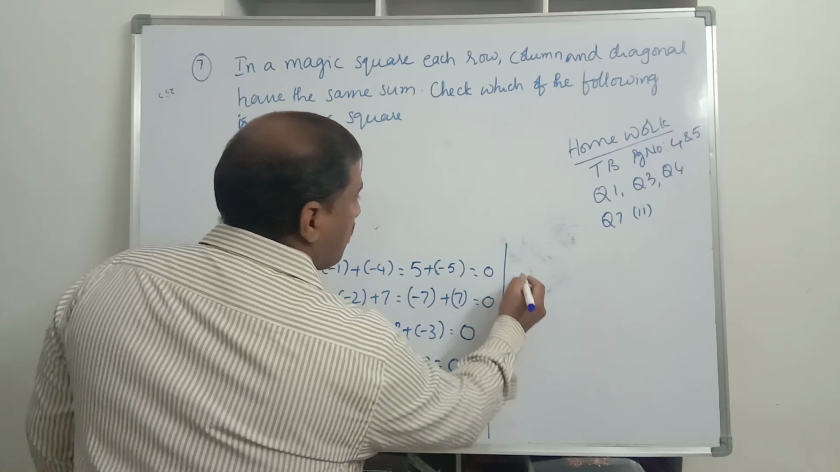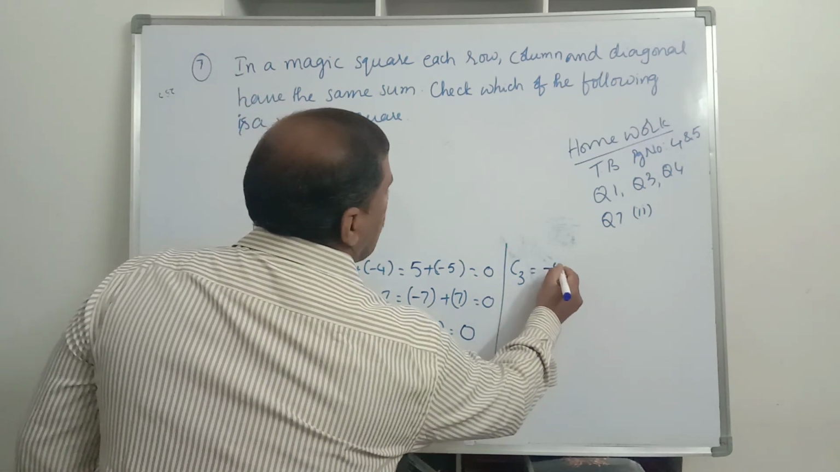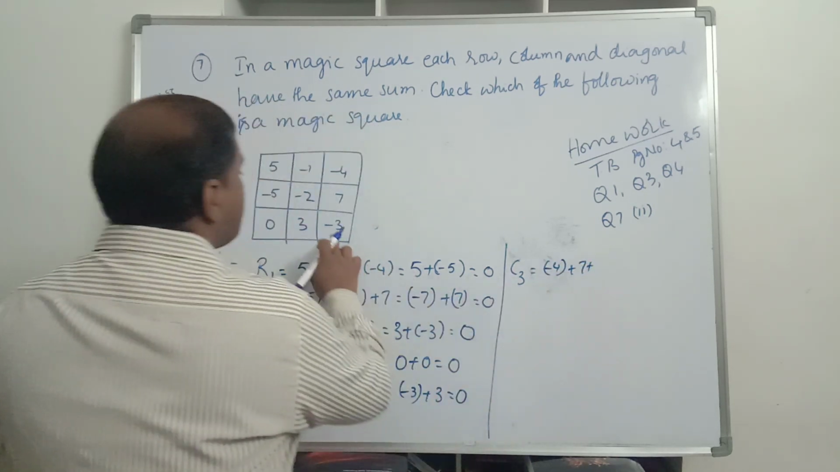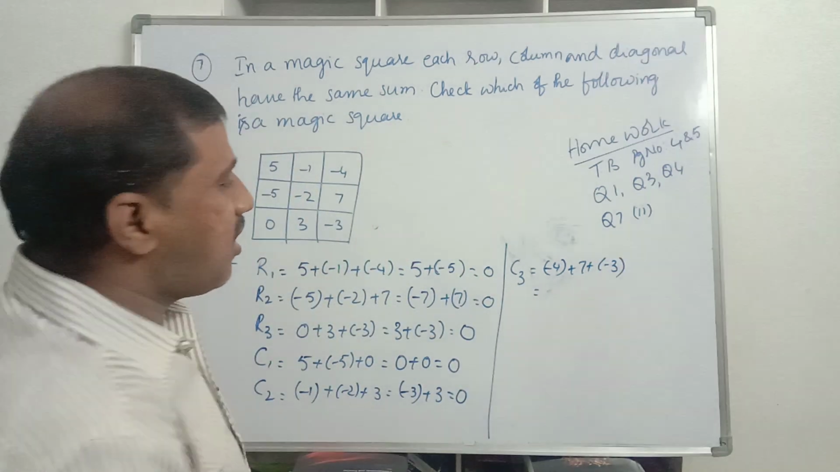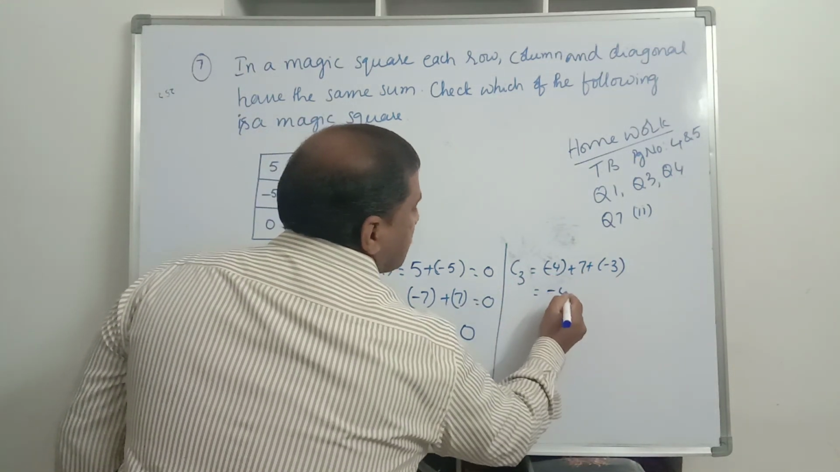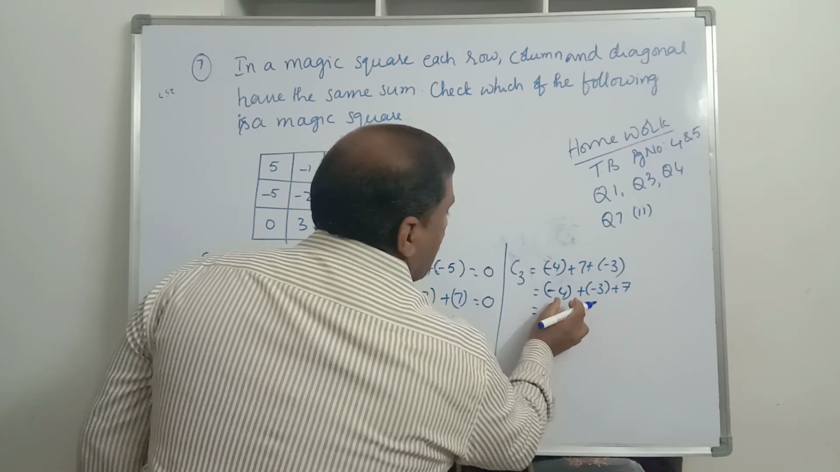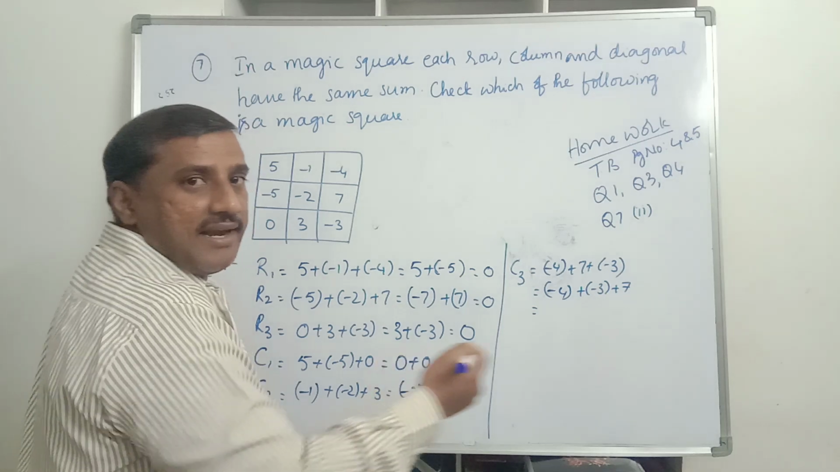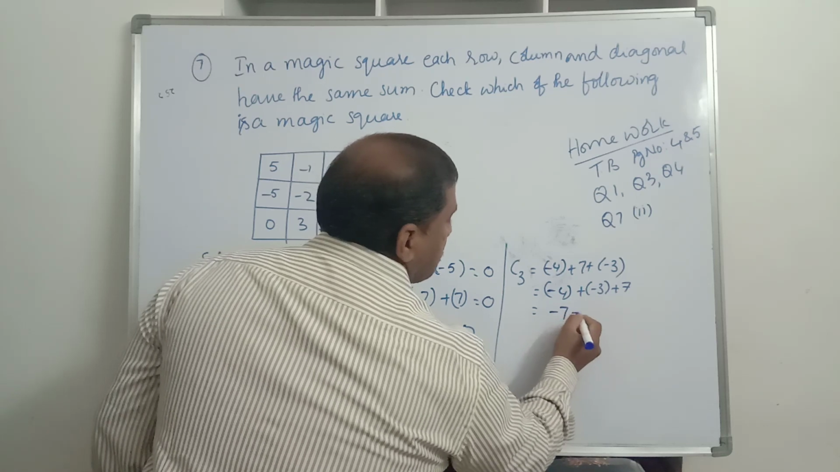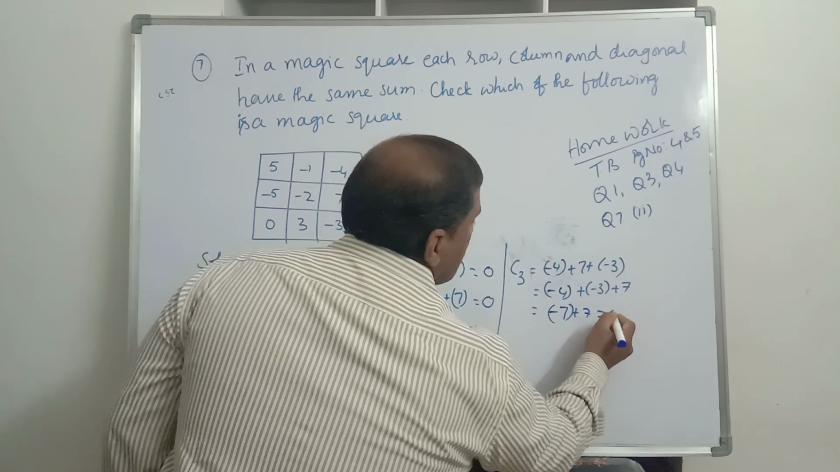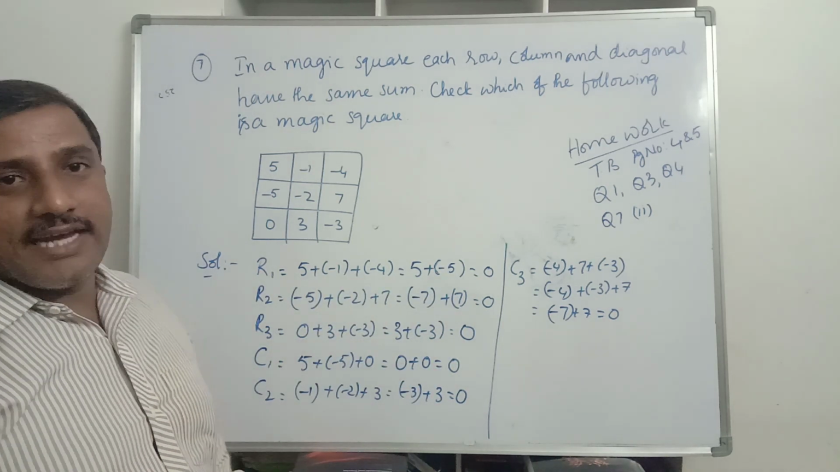Now you find out C3, column 3. What numbers do we have in column 3? -4 plus 7 plus (-3). That is two negative integers and one positive integer. So first add the two negative numbers: -4 minus 3. Same sign is there. Add the numbers and take the common sign. That is 4 plus 3, it is 7. -7 plus 7 is equal to 0. So in all rows we got the same sum 0, and all columns also we got the same sum 0.